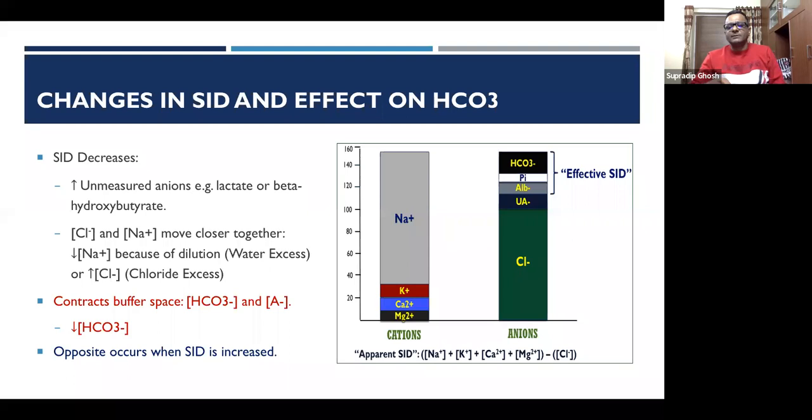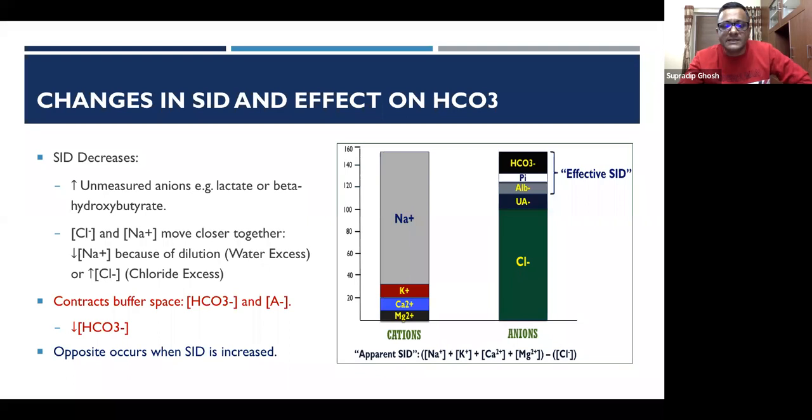So let's suppose we have an SID which has decreased. This column has decreased in size. To maintain the electroneutrality, what will happen? This will contract the buffer base, the bicarbonate, on this side. This side will decrease. This will result in a decrease in bicarbonate. That's what we see: if we have a decrease in the SID, it automatically gives rise to a decrease in the bicarbonate. And the opposite occurs when the SID is increased; there, the bicarbonate goes up. I hope it is clear. Otherwise, we can discuss it at a later stage.